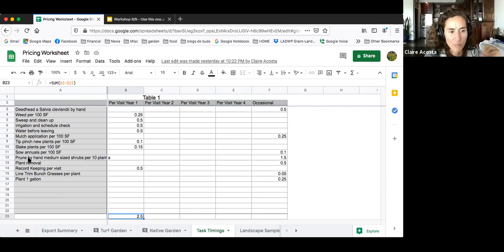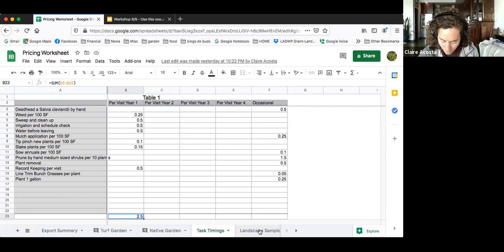Oh yeah, this one's kind of a good one. Prune by hand, medium-sized shrub per 10 plants. So again, maybe a more mature garden, just doing the pruning by how many plants. So if you have 30 plants in your garden and it takes an hour and a half, it's going to be 3 times that. So that's like 4.5 hours to prune by hand 30 medium-sized shrubs. Of course, these times are dependent on you and your crew and how fast you work, but I think this is a good general starting point.